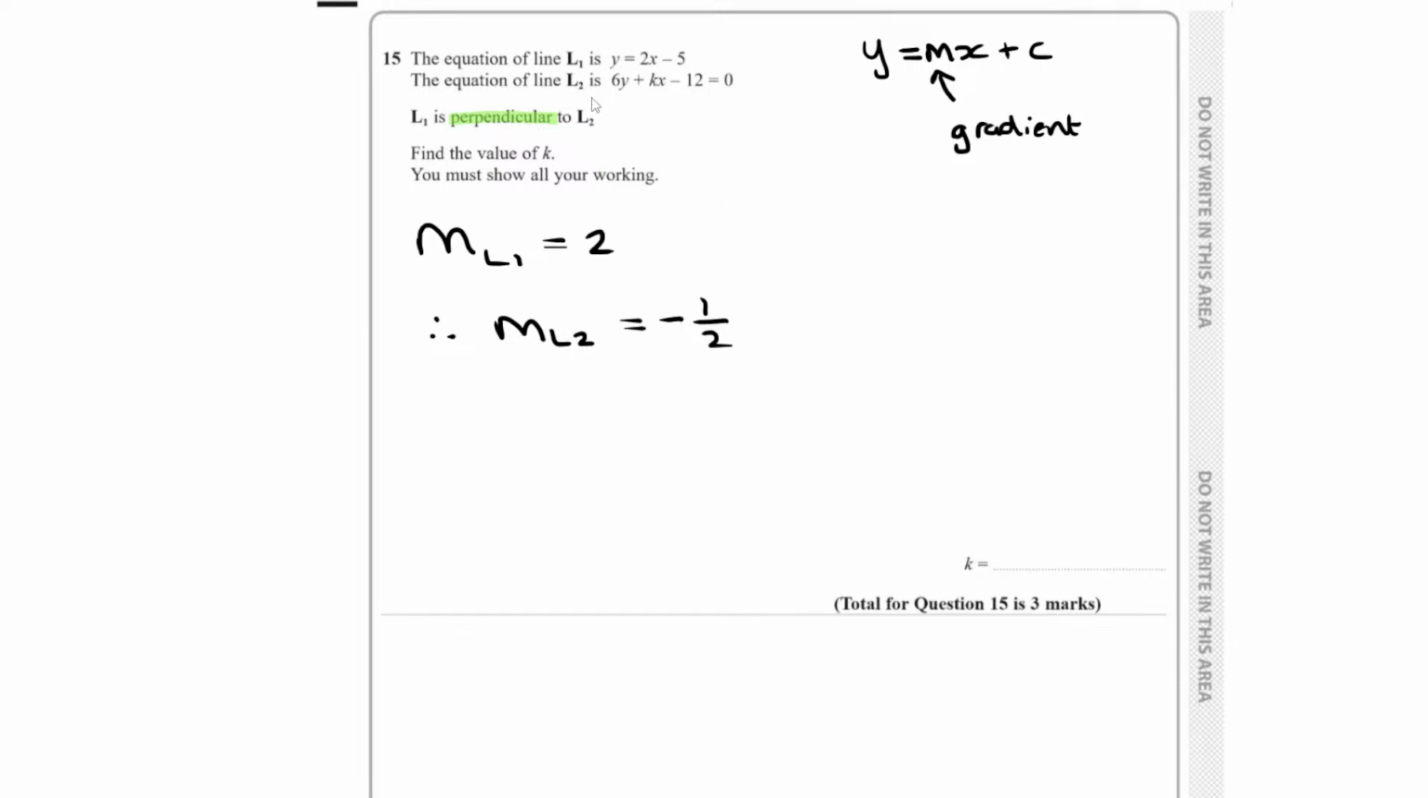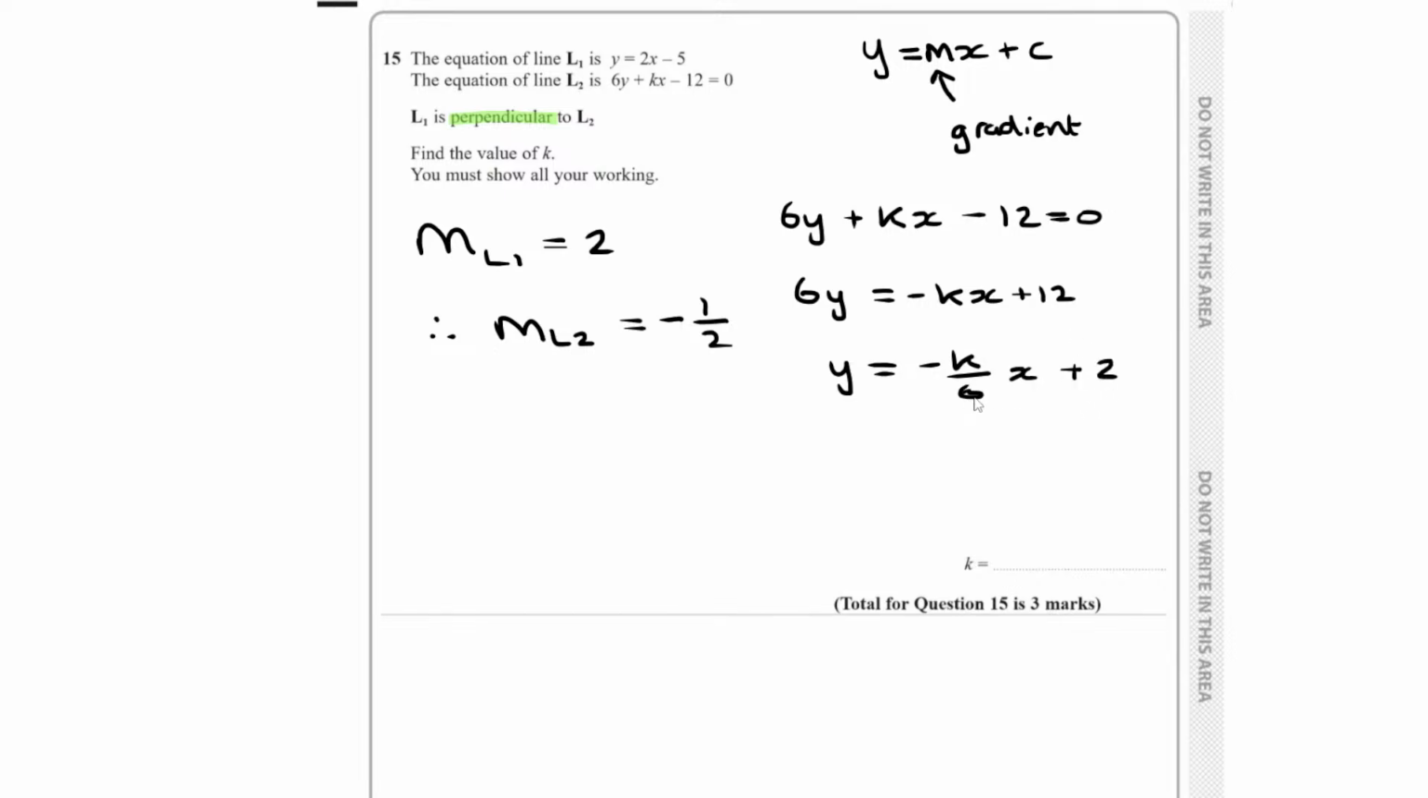So at the same time, I'm also going to rearrange this first one here. 6y plus kx minus 12 equals 0. I'm going to move both the kx and the 12 to the other side to leave y on its own. So that would be minus kx plus 12, just trying to write it in the same format as y equals mx plus c. And then you'd have to divide by 6. You'd get minus k over 6 x plus 12 over 6, which is 2. No, let's redo that.